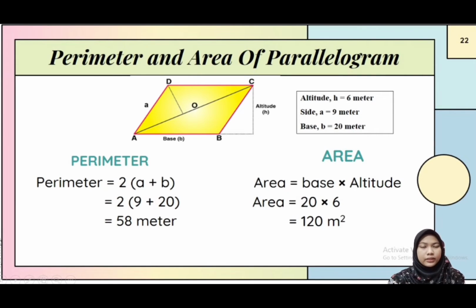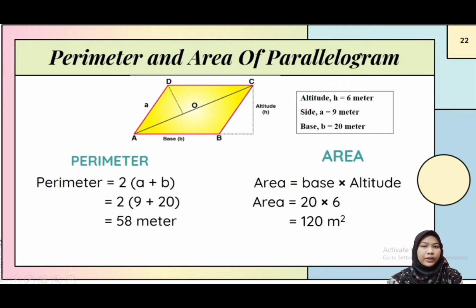So if we insert the exact measurements, which are altitude is 6 meters, side is 9 meters, and base is 20 meters, we can conclude that 2 multiplied by 9 plus 20, we will get 58 meters.